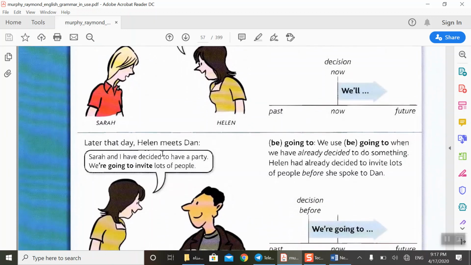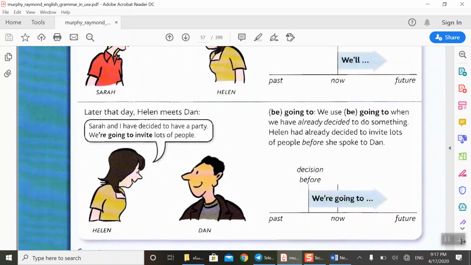Later that day, Helen meets Dan. Later, يعني بعد يوم. Helen meets Dan. Hi, Helen. Sarah and I have decided to have a party. We are going to invite lots of people.